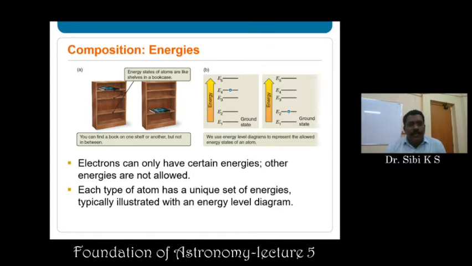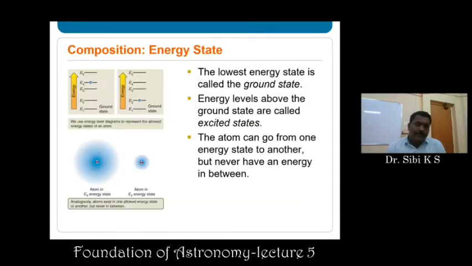Each type of atom has a unique set of energies, typically illustrated with an energy level diagram. Now, the lowest energy state is called the ground state. The energy levels above the ground state are called excited states. The atom can go from one energy state to another, but never have an energy in between.